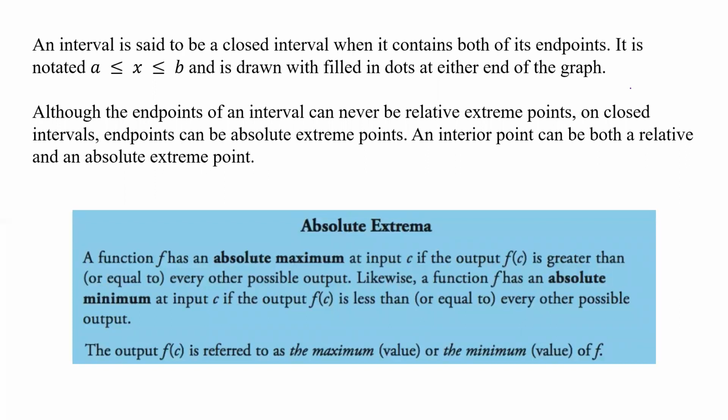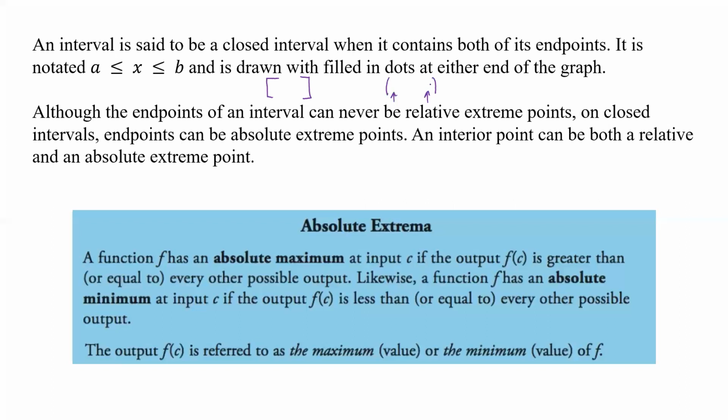So an interval is said to be a closed interval when it contains both of its endpoints. So, if we have the interval from here to here, it's going to be closed if it contains that point as well as that point and everything in between. Now it's noted as that. So instead of parentheses, we're actually going to include those things. And so it's going to actually be a bracket.